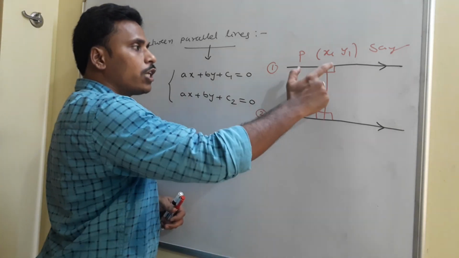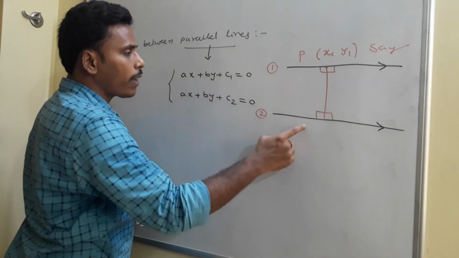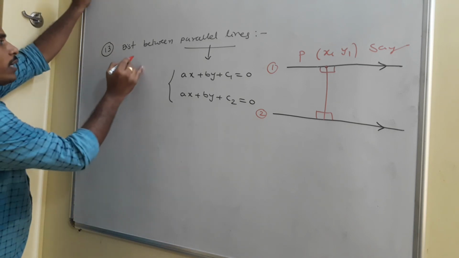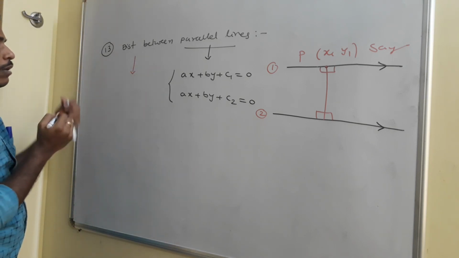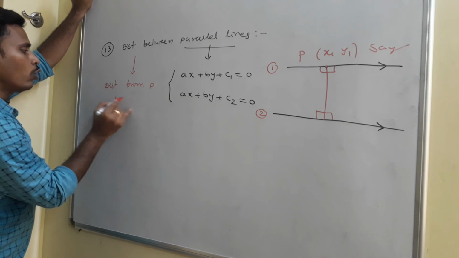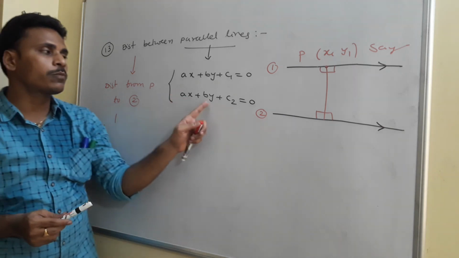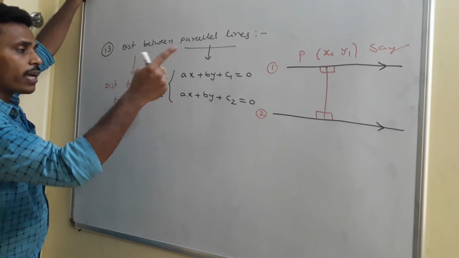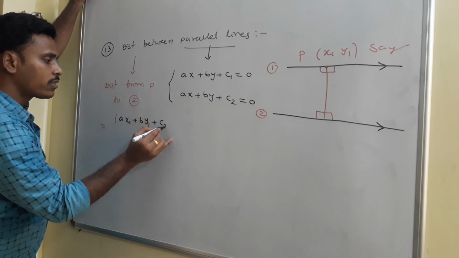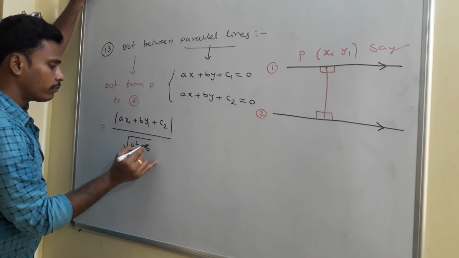To find this length, you just consider this point as x1 comma y1. And now the distance between parallel lines is nothing but the distance from P to the second line. That's what I am going to mention here. So the distance between these two parallel lines is just nothing but what? The distance from the point P to the second line. Note that, second line. And now what is the second line? See, the second line is ax plus by plus c2. So we are finding the distance from x1, y1 to the second line. We need to replace x with x1, replace y with y1: modulus of ax1 plus by1 plus c2 divided by root of a square plus b square. That is one part.